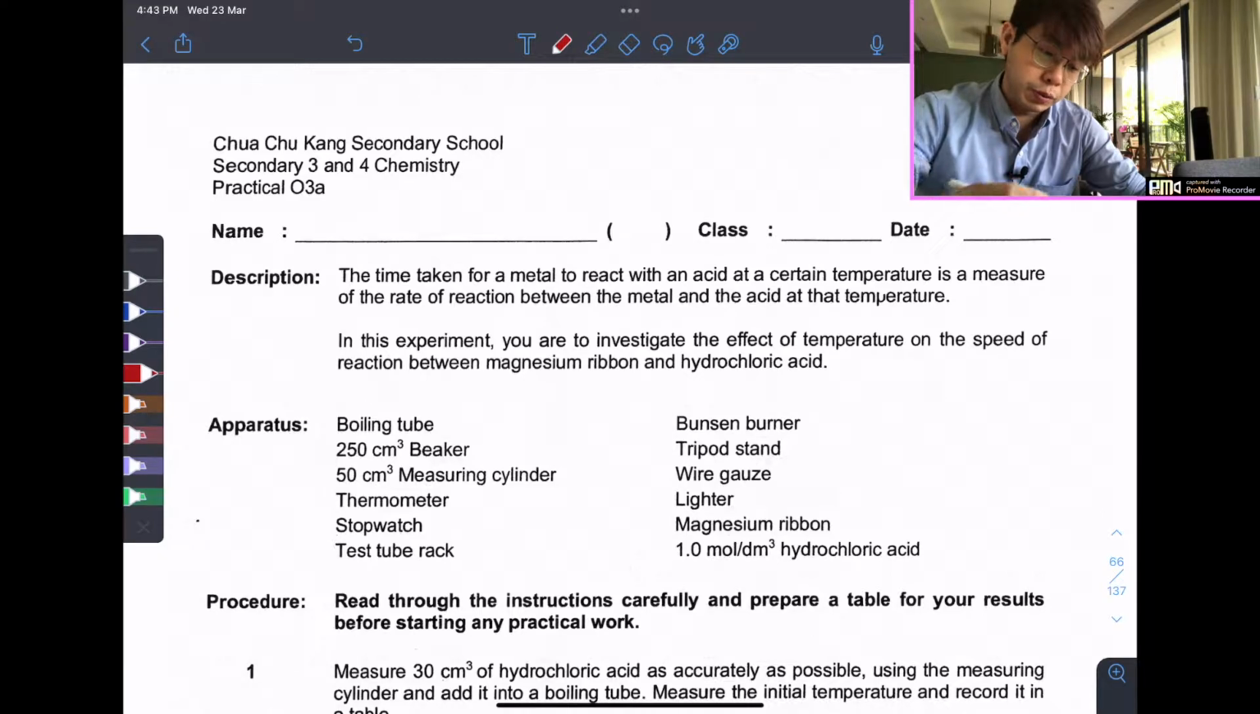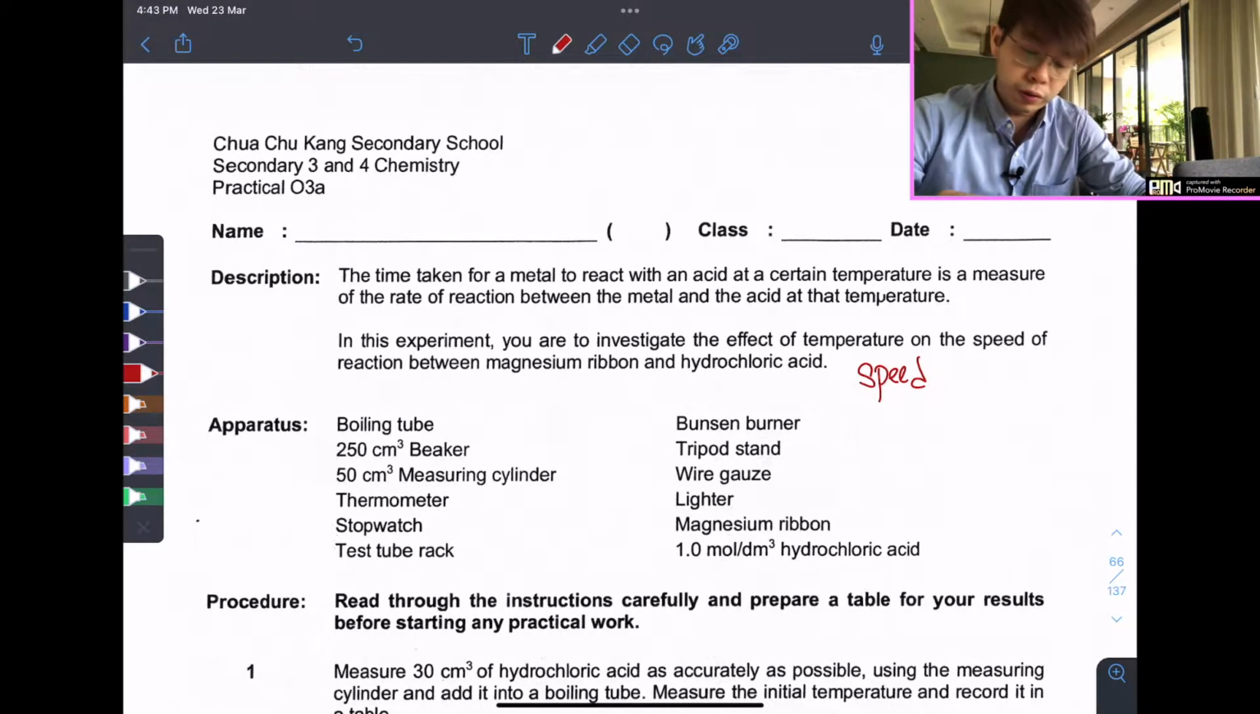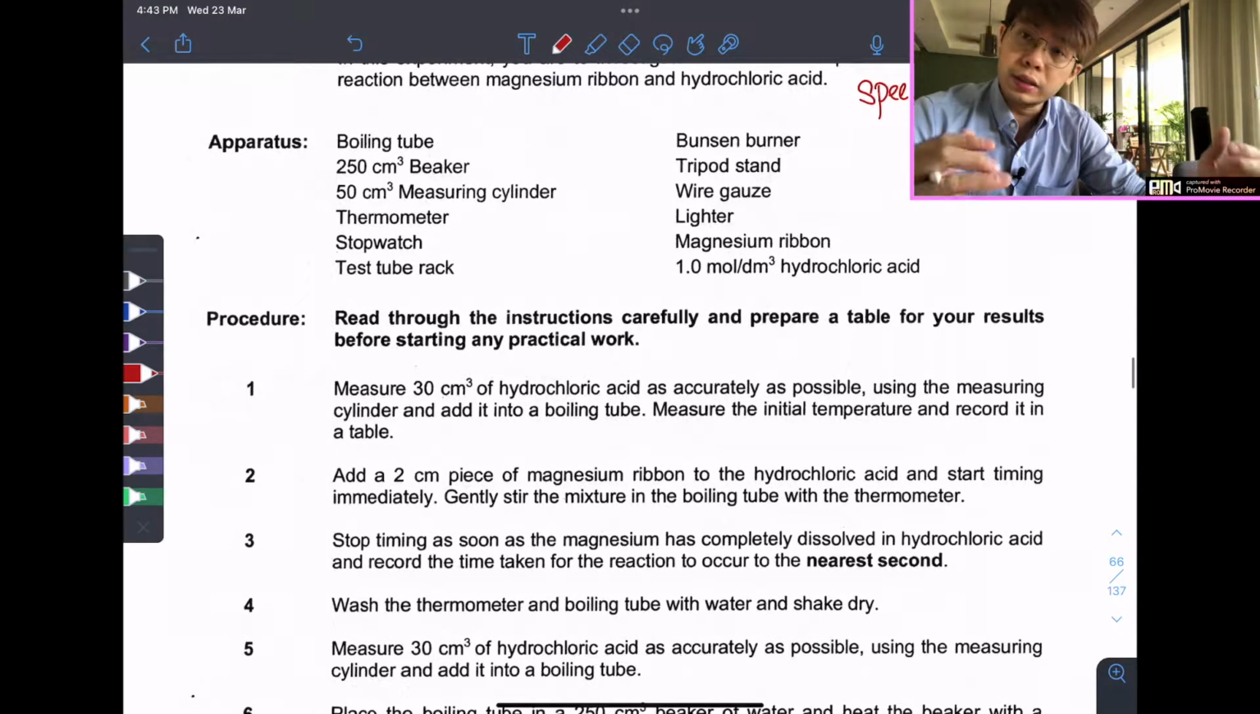Right, so in experiment O3, they say that the aim of the experiment is to investigate the effect of the temperature on the speed of reaction. So immediately we must remember that when we are doing this experiment, we must think that we are doing a speed type of experiment, not an energy type of experiment. Okay, even though there's temperature involved. So let's look at the sequence over here.